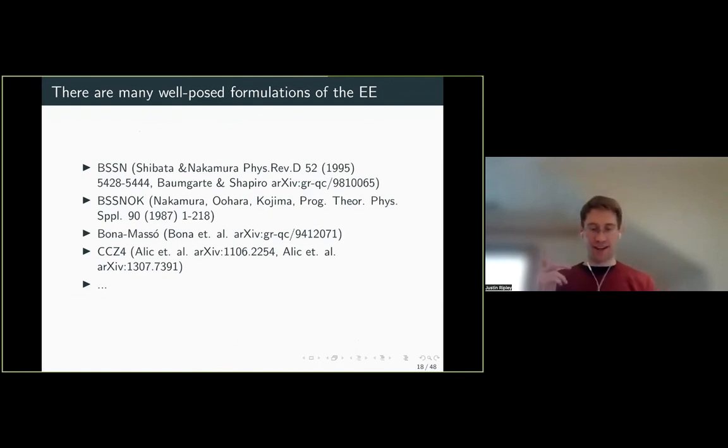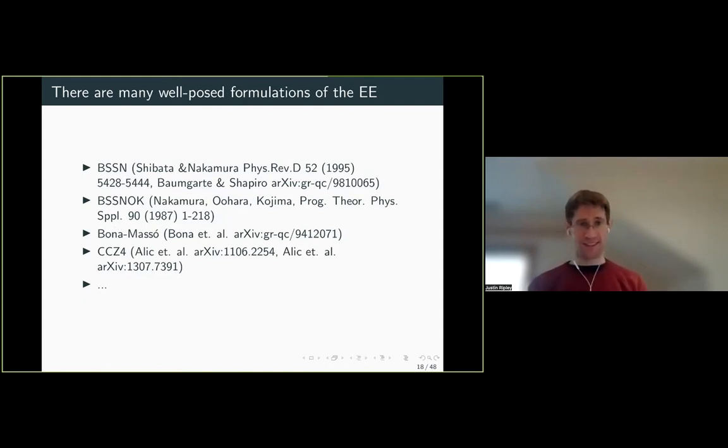So yeah, I mentioned generalized harmonic, but there are actually a lot more formulations. There are more formulations out there than there are codes. And they all have lots of complicated acronyms named after the people who invented them. I'm giving you the most famous ones that people actually use. So BSSN, which is named after Shibata, Nakamura, and Baumgarte, Shapiro, they're from the 90s. And then Ohara and Kojima added some things, and it's called BSSN OK. There's also a Bona-Massó slicing.